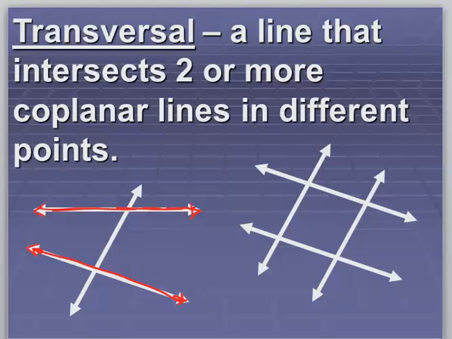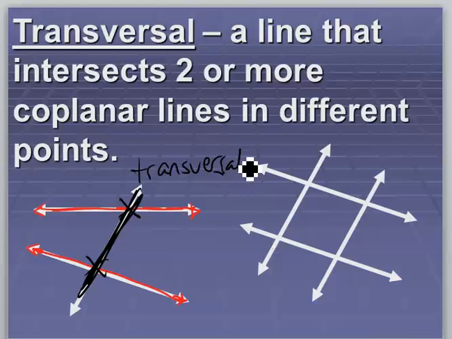So there's my two lines. The transversal is this one that intersects both, and it has to cross them in different points. So I just put X's on where it intersects. They can't all cross in one point. So this one is called a transversal. It crosses two lines at different points.